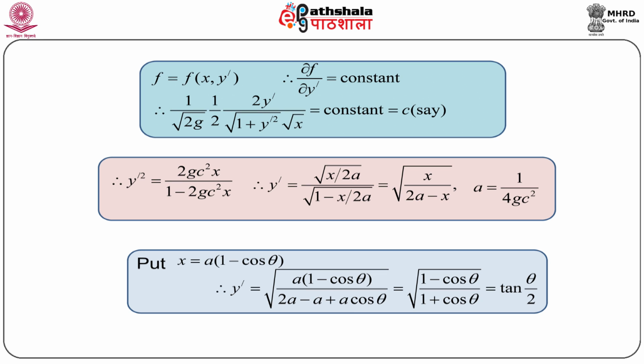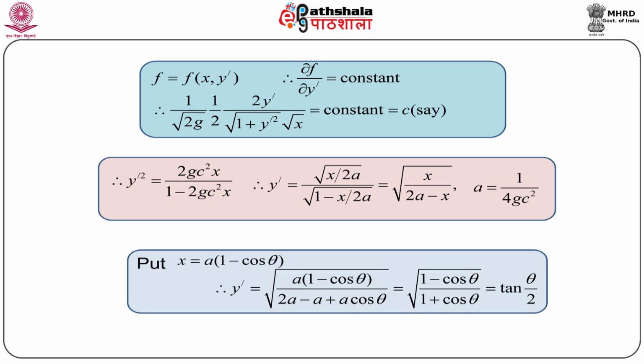If we put again small a equal to 1 divided by 4gc square, which is again a constant, then we can put the result in this form. On simplification, this becomes this.